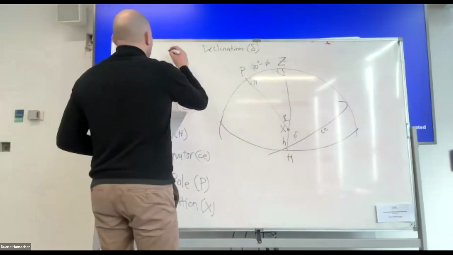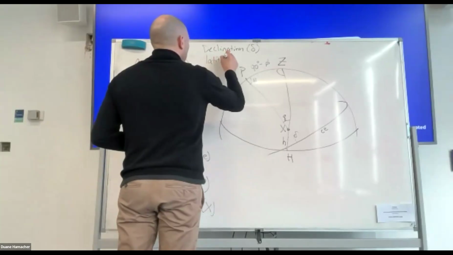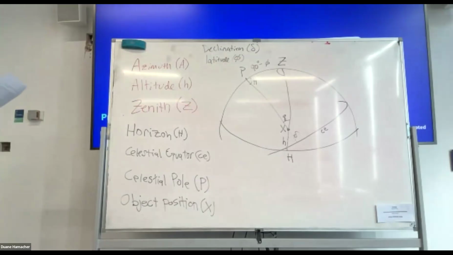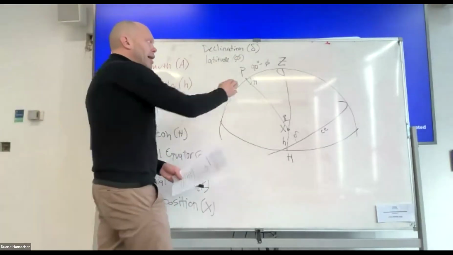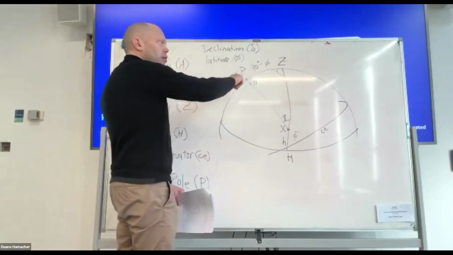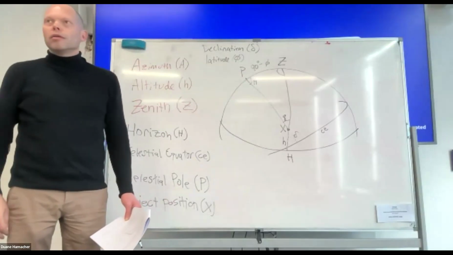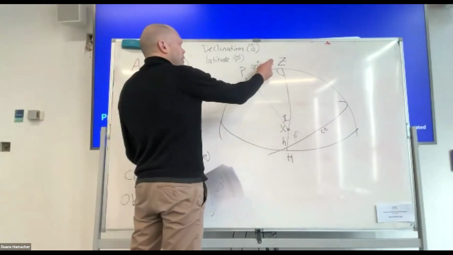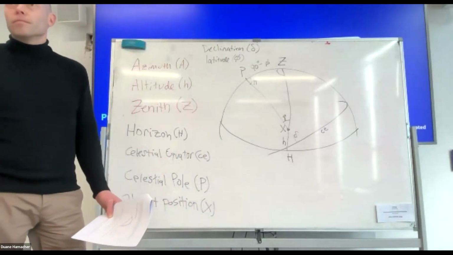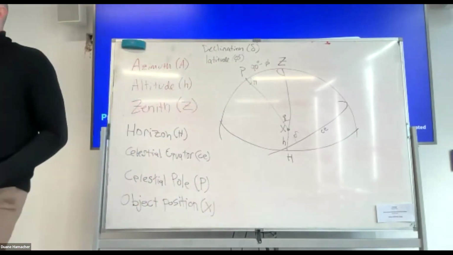I'm running out of space to write stuff. Sorry. It's going to be phi, right? That's our latitude. So that's our co-latitude. If we're at the South Pole, what's that angle going to be? What is our latitude at the South Pole? Negative 90, right? So what's the angle going to be? It's going to be 0, right?